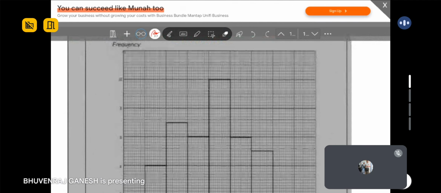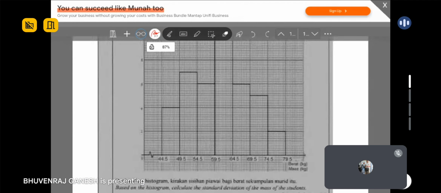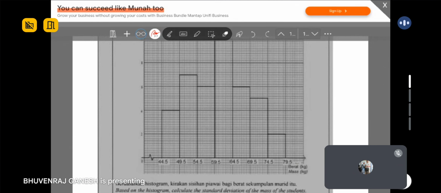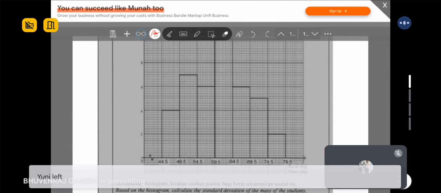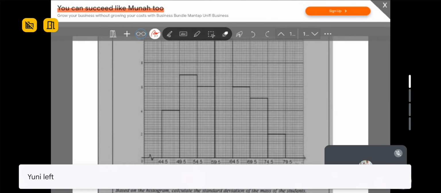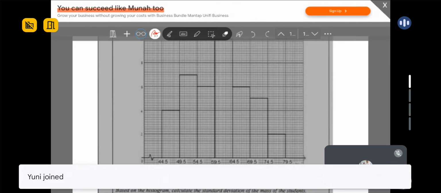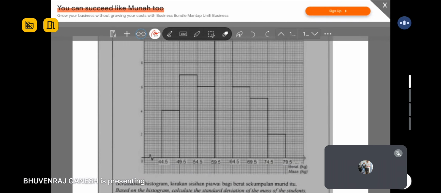Soalan berikutnya. So can you all try? This one is a different type of graph. They ask you to count the standard deviation. Cari sisihan piawai. Okay, so this one also take time. So try and see. Cuba. After this, we are going to discuss the graphs. 3 type of graph. I will show you all. Histogram, ogive, and frequency polygon. 3 type of question. 3 jenis soalan. After this question.